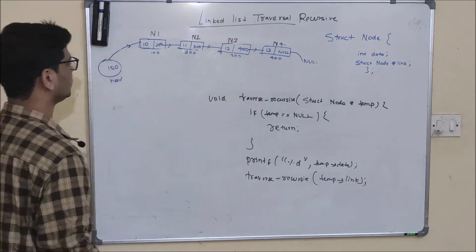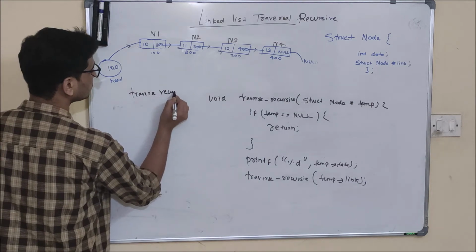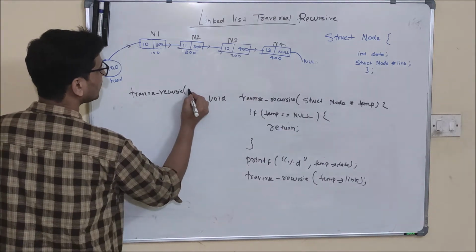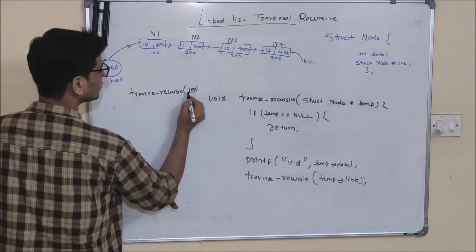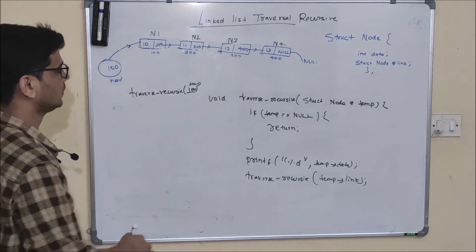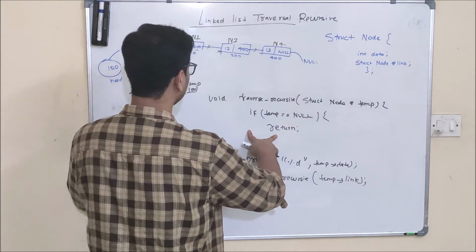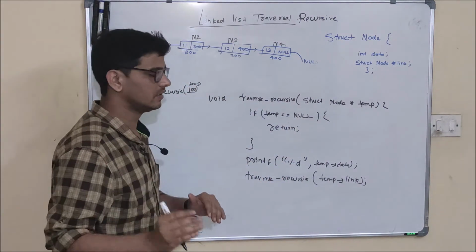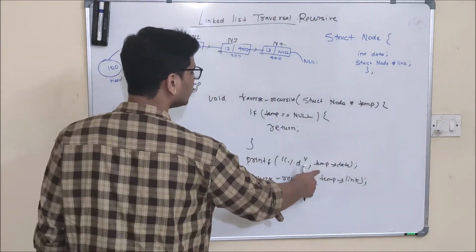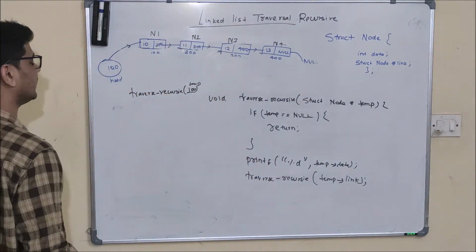To traverse this linked list, we will make a recursive call to traverse recursive, and in temp we will copy the value of head, that is 100. It will come and check this condition, whether temp is equal to null or not. The address in temp is 100, so it is not a null value. It will come and execute these two lines. It will print the data part first and then make a recursive call once again.